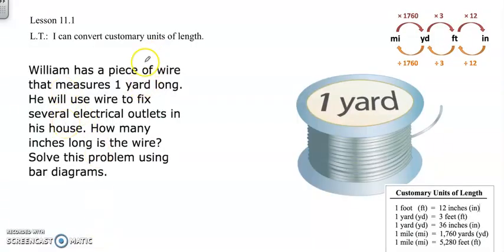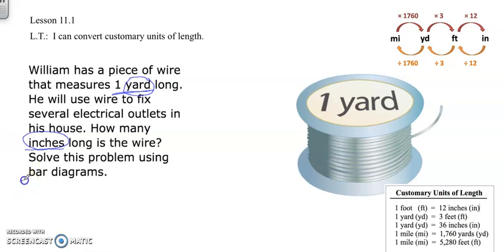William has a piece of wire that measures 1 yard long. Here's a picture of the wire that he has. It says he will use the wire to fix several electrical outlets in his house. How many inches long is the wire? So we know how many yards it is. They want us to figure out how many inches it is. It's the same amount of electrical wire. He didn't buy more wire. He hasn't used any of it yet.